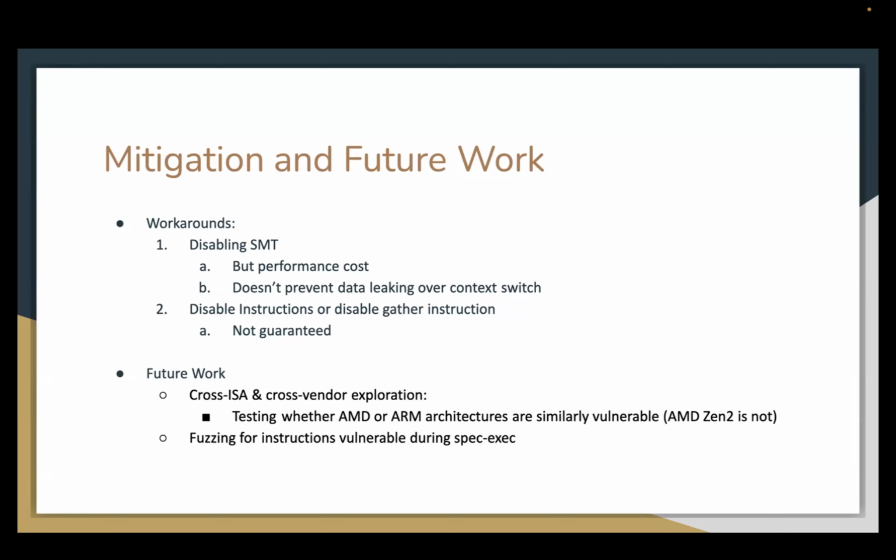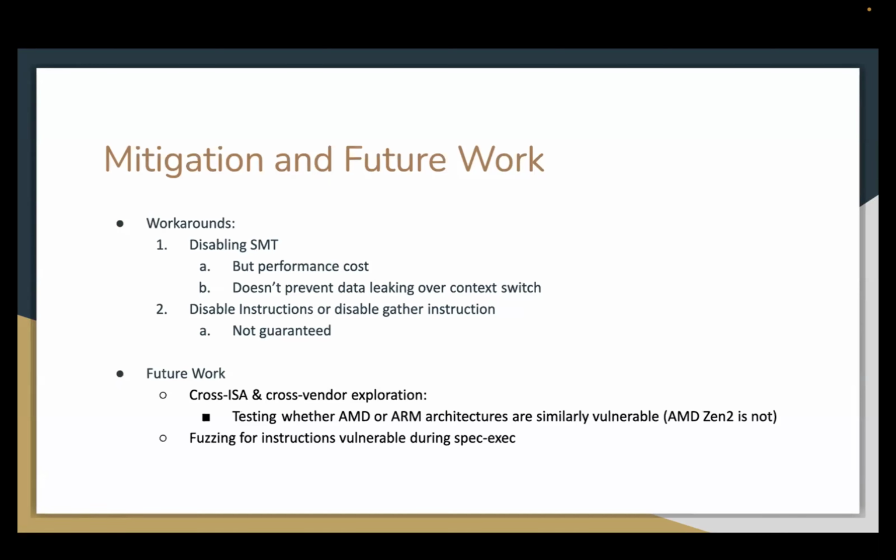And also for the future work, there are two different directions. First direction is a cross-vendor exploration. For example, the current experiment was only done on Intel SGX, but they can also test other CPUs like AMD or ARM architectures, to see whether they have similar attacks or are similarly vulnerable. And also they can test whether other instructions except gather, like fetch or move, are similarly vulnerable during these executions.